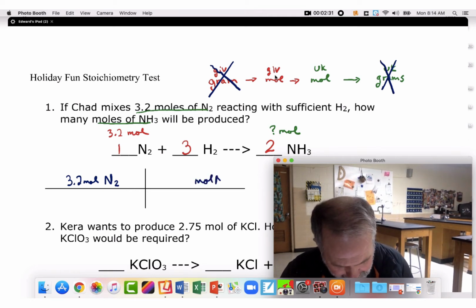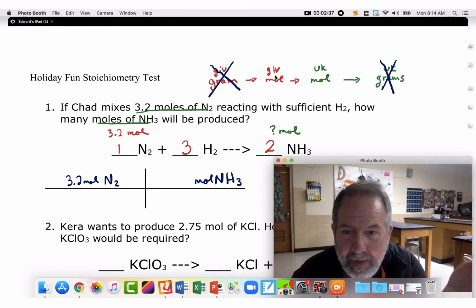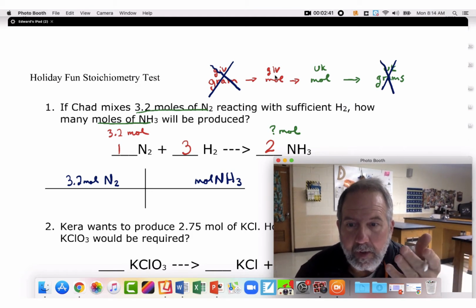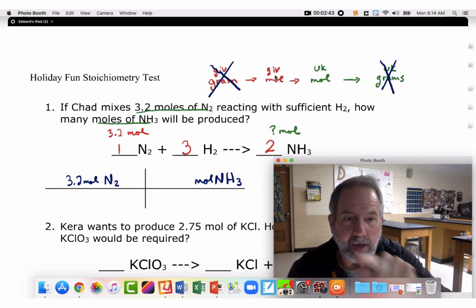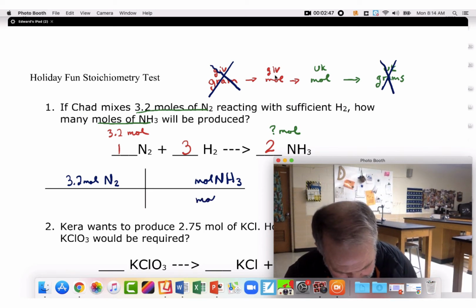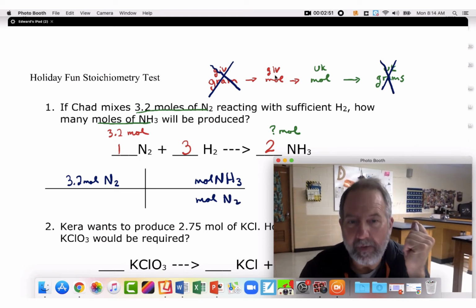Moles of NH3. Now, I didn't write any numbers down for that moles yet, right? Because I'm not going to do that yet. I'm going to wait. All right, now, what do we have to do? We have to cross out. So what goes on the bottom? Moles of N2. All right, now we're ready for numbers.